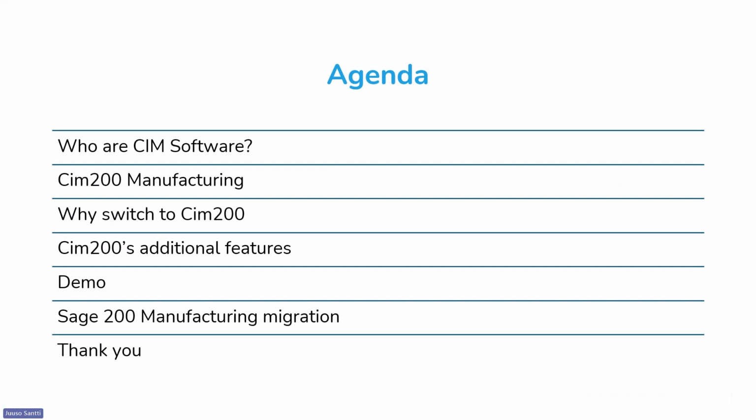So what we are looking into today for the next half an hour or so is the structure of this webinar. I'll give you a brief introduction to who we are as a company and why Cim200 is a natural upgrade route from Sage 200 Manufacturing, as well as demonstrating some additional features that Cim200 gives you over and above what you currently have in Sage 200 Manufacturing. And I'm assuming you have understanding and knowledge of Sage 200 Manufacturing in itself.